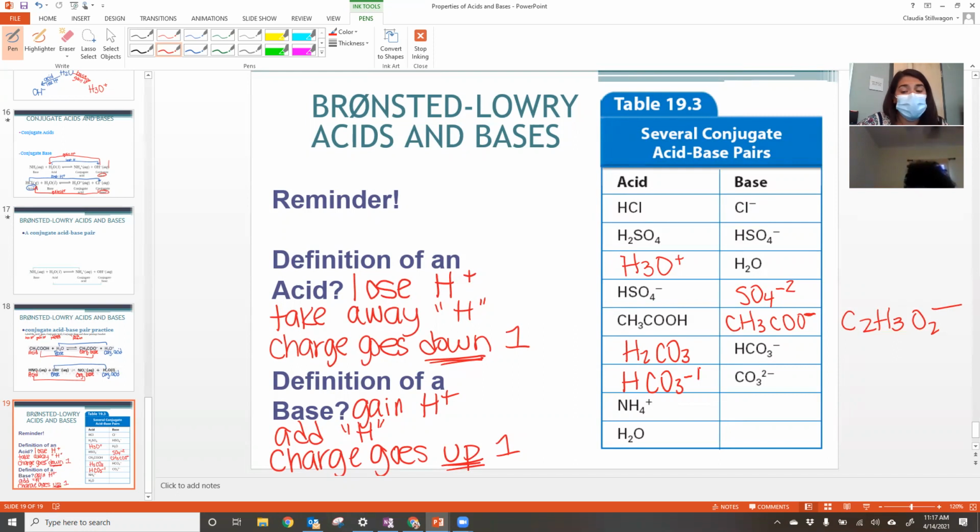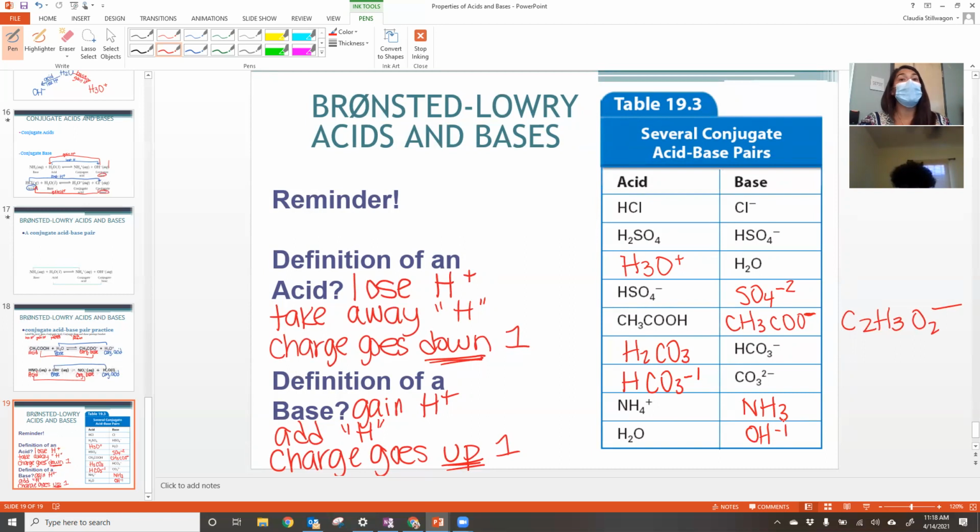NH4 plus is acting as an acid. Therefore, it's going to lose a hydrogen. So it becomes NH3. It was +1. It lost +1. So now it's neutral. H2O loses a hydrogen. So it becomes OH. If you wrote HO, change it. OH, it was neutral. So now it's going to become -1.